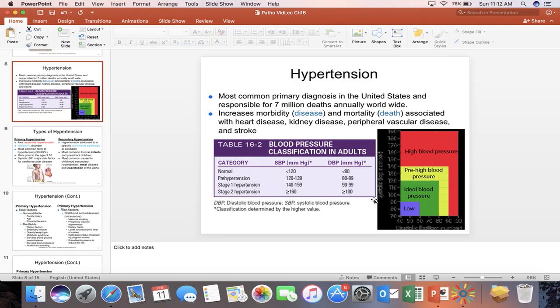Okay, so here you can see in this chart, it's really blurry. Ideal blood pressure, low blood pressure, high blood pressure.